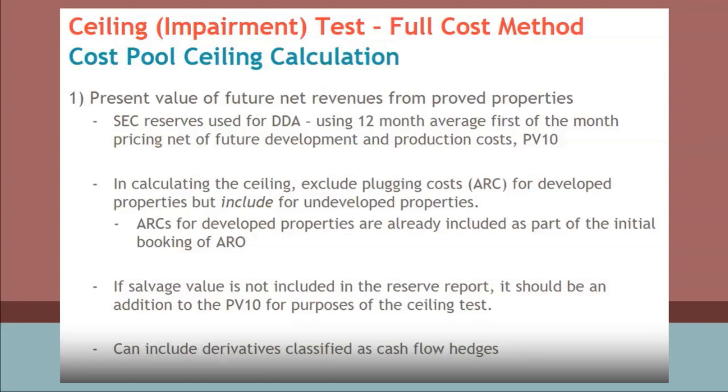So this could be a bit confusing. It was confusing for me too at first. The cost of properties not being depleted, i.e. unproved, unevaluated properties, you're adding that to the cost pool ceiling. Okay, so that cost is being added for the unproved properties to the cost pool ceiling, and it's also being added up there at the top in your capitalized costs for your proved and unproved properties. So apples to apples. You add those unproved costs in for your capitalized costs to then be compared to the cost pool ceiling, which also factors in the cost of those properties.